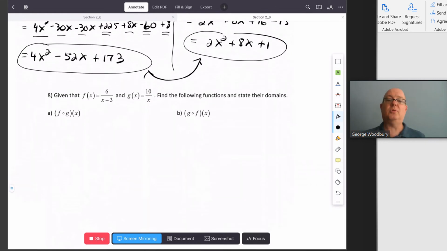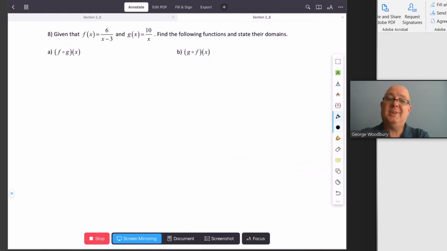One last example of this type. These are a little more complicated because these are rational functions. We have f of x as 6 over x minus 3. We have g of x as 10 over x. And we will have to worry about the domain here too.